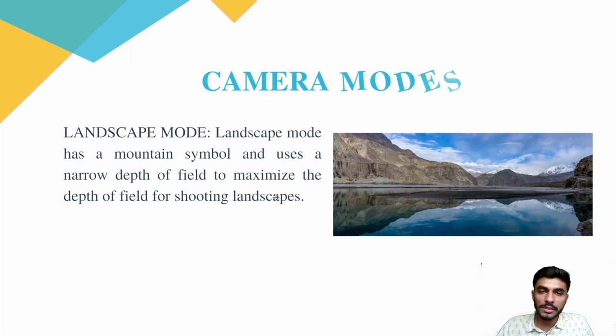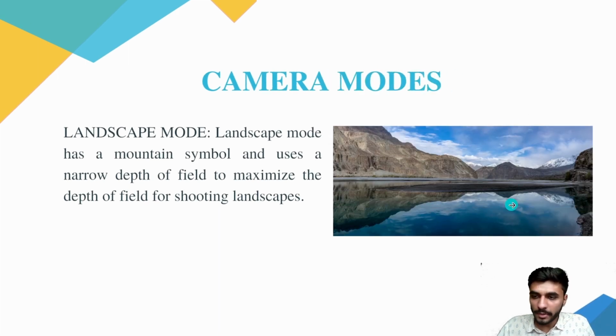Now the next mode is the landscape mode. Landscape mode is basically used to photograph the beauties of nature, like mountains or wide grassland or snowfall and all those examples. As we can see in this example, we have snowy mountains, then rocky mountains, as well as a lake. So this is a very fine example of landscape mode. Landscape mode has a mountain symbol and uses a narrow aperture to maximize the depth of field for shooting landscapes.